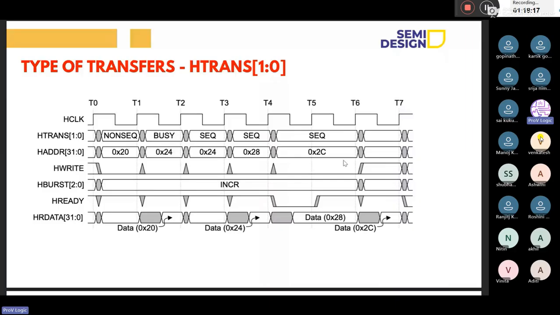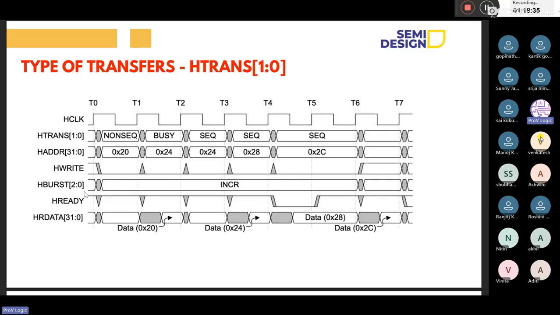And finally, what is the value? Suppose it is within the range 8-bit or 32-bit. It is following from 20 to 2C only. These are all just sampling at this point of time, just sampling.